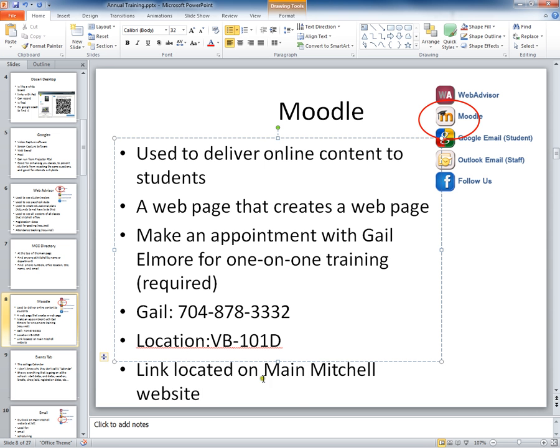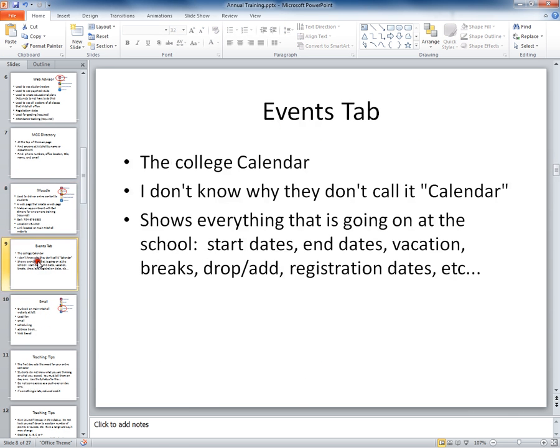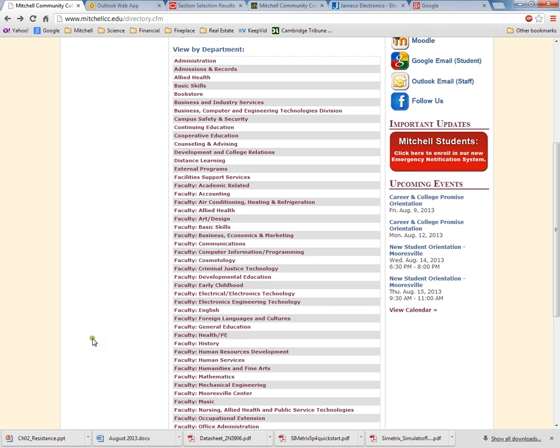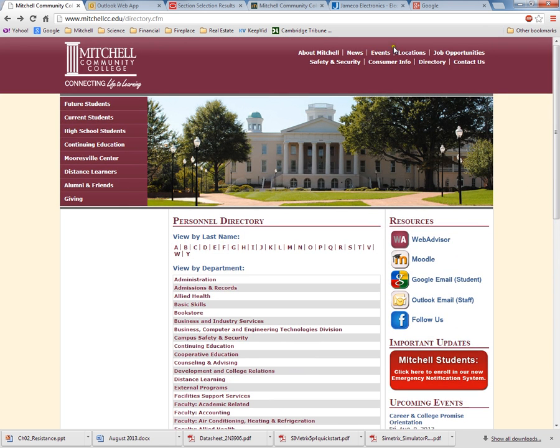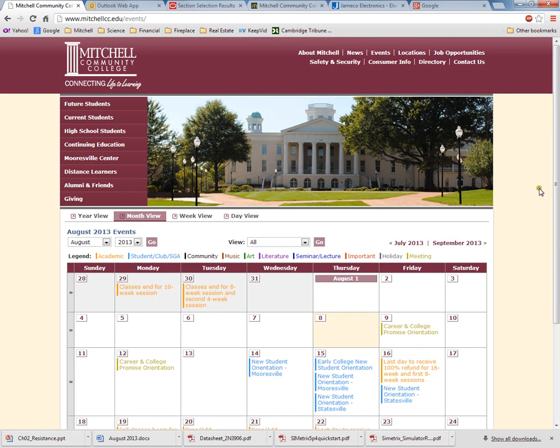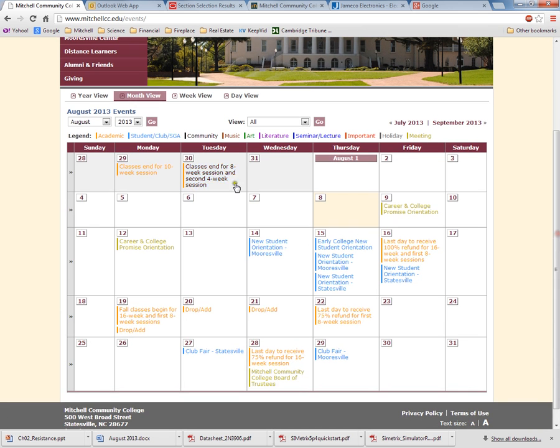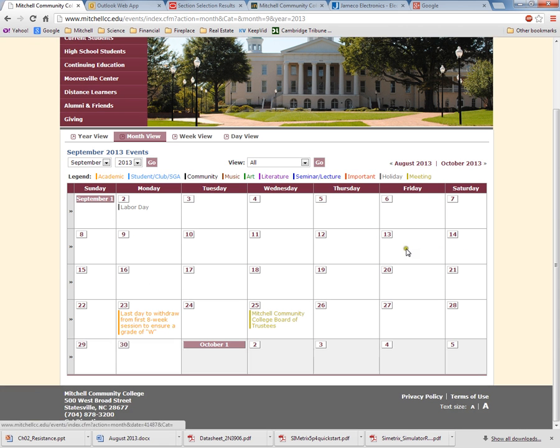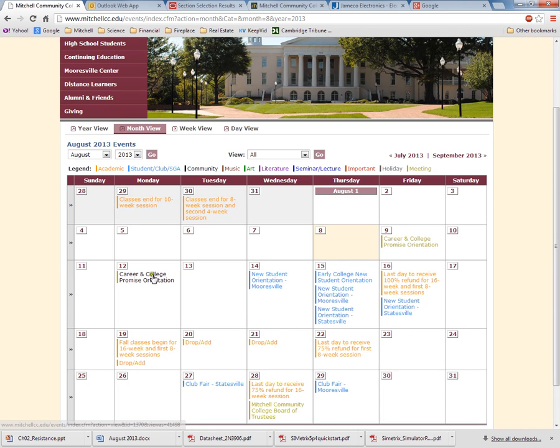The link is located on the main Mitchell website. We already talked about that. The Events tab on the main Mitchell website. This should be called Calendar, but it's not. You can click Events. It shows all the calendar. You can go to future months. It tells you when the drop add date is. You have to hit go in order to make it work. But you can see everything. Drop add, when the class starts, when the semester starts, when it ends, finals, exams, whatever, special events, most everything.